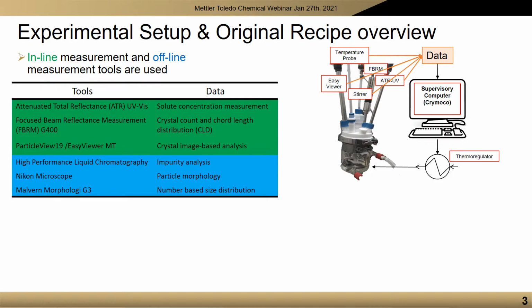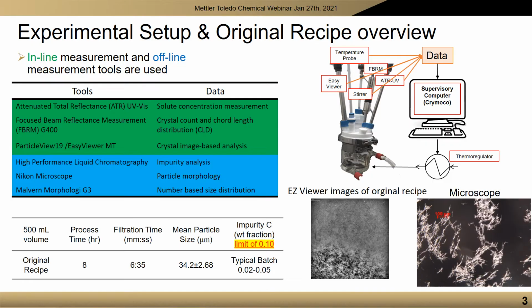Offline tools are also vital in characterizing the crystal product. Offsite HPLC was used to monitor impurity levels in the crystal cake. The impurity seed generation from a typical production batch is around 0.05 weight fraction. The Malvern Morphologi G3 and its wet cell dispersion feature was used to characterize the particle size to generate number-based size distribution. With these tools, we observed a scaled-down original recipe experiment in a 500 ml crystallizer.